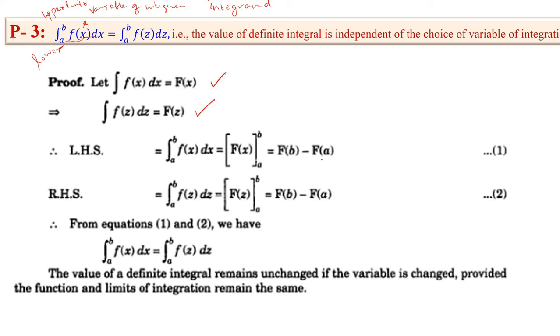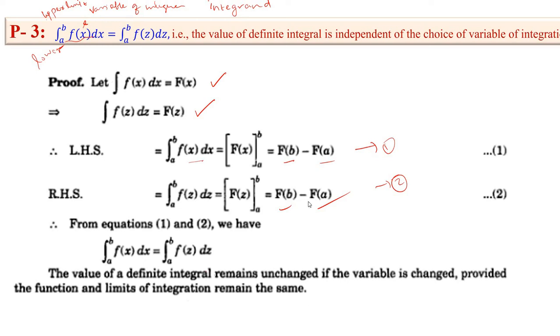Then when you consider LHS, this integral a to b f of x dx is capital F of x between the limits a and b, so you have F of b minus F of a. And RHS in the same way, F of z between a and b, so you have F of b minus F of a. So if you name this as equation 1 and this is 2, then from 1 and 2 we have this. So the value of the definite integral remains unchanged if the variable is changed, provided the function and limits of integration remain the same.